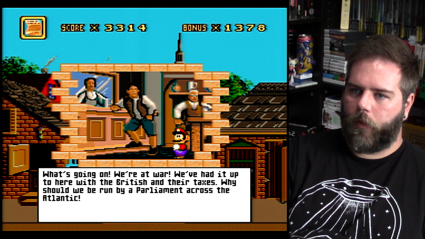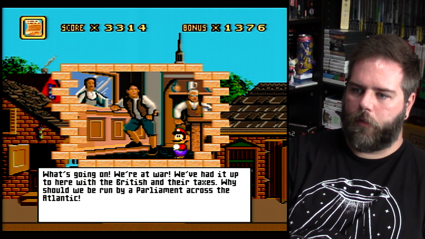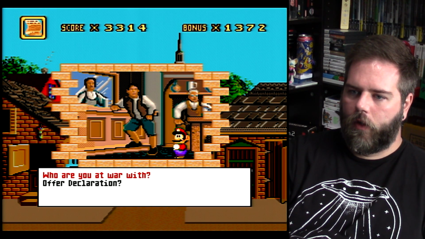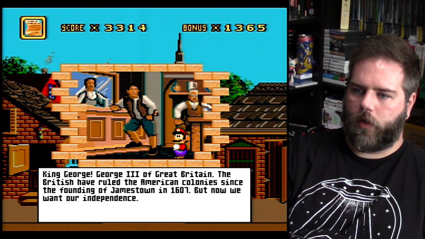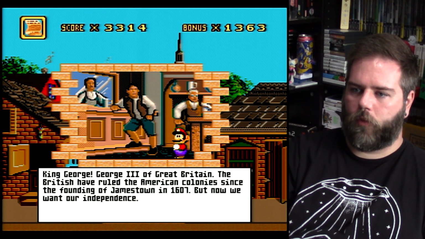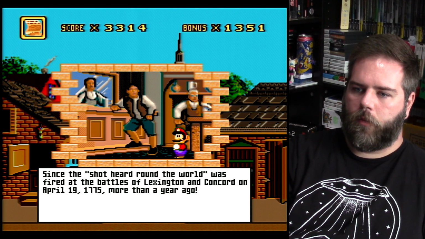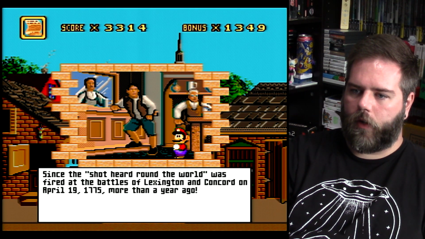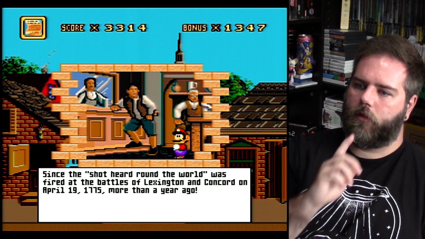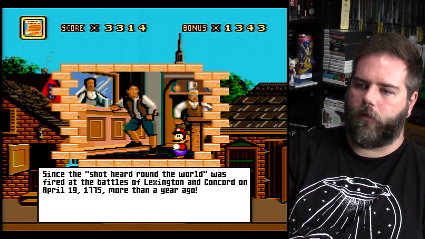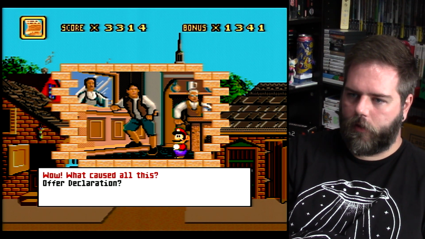What's going on? We're at war. We've had it up to here with the British and their taxes. Why should we be run by a parliament across the Atlantic? Who are you at war with? King George, George III of Great Britain. The British have ruled the American colonies since the founding of Jamestown in 1607, but now we want our independence. How long have you been at war? Since the shot heard round the world was fired at the battles of Lexington and Concord on April 19th, 1775, which was a year before this.